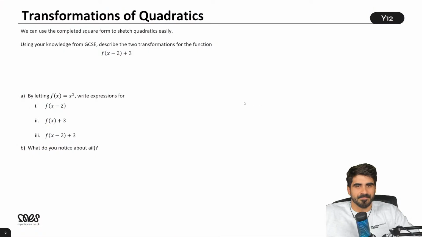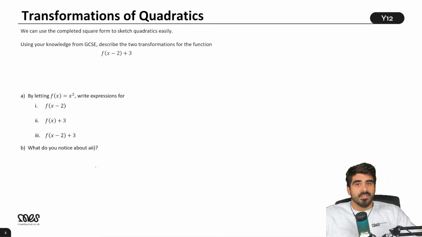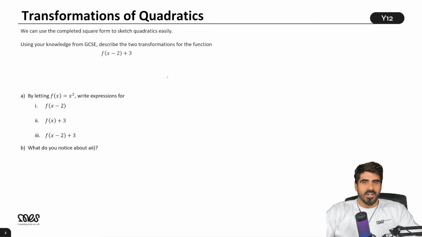So, the first thing we have to look at is transformations of quadratics. Now, we can use the completed square form of quadratics to sketch them pretty easily. So, using your knowledge from GCSE, describe the two transformations of this function. So, what would you guys say? You can say it informally if you want. So, if you see f of x minus 2 plus 3 from GCSE, what two transformations are those?